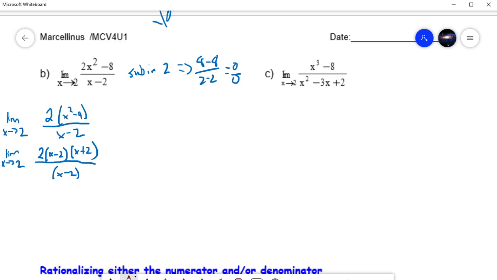If there's any addition or subtraction, it's inside a bracket, so I'm good to cancel. So what I'm really asking is the limit as x approaches 2 of 2 times x plus 2. I know how to do this. I'm just going to plug it in, and this is equal to 8. So I plug in 2 and I get the value 8.